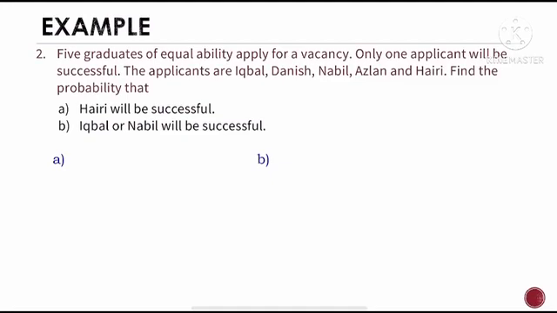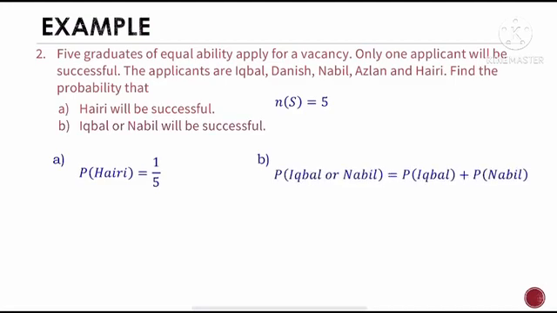Example 2: 5 graduates of equal ability apply for a vacancy. Only one applicant will be successful. The applicants are Iqbal, Danish, Nabil, Azlan, and Hairi. Find the probability that Hairi will be successful. There are a total of 5 graduates, so the number of the sample space is 5. Since a person is unique, the probability is 1 over 5. The probability that Iqbal or Nabil will be successful equals P(Iqbal) plus P(Nabil). Their probabilities are 1 over 5 respectively, so add them.